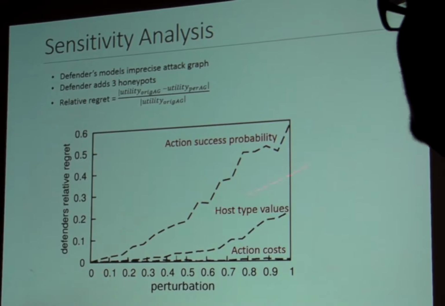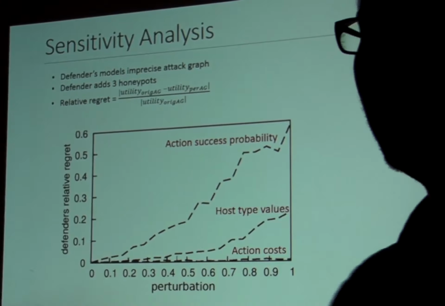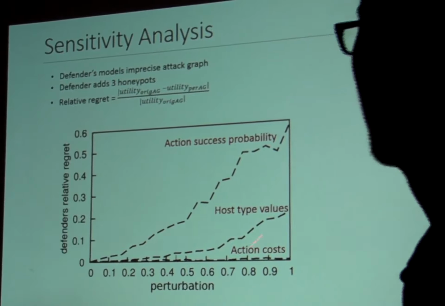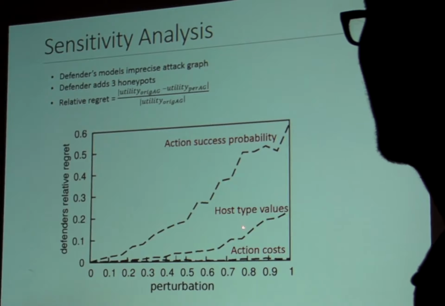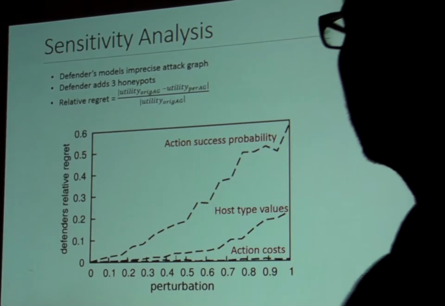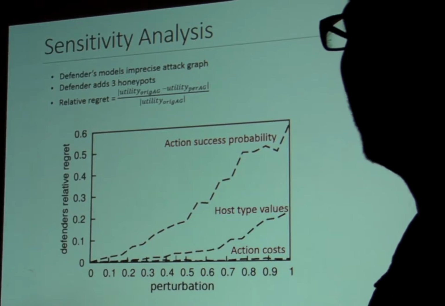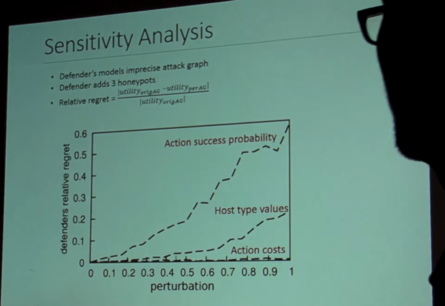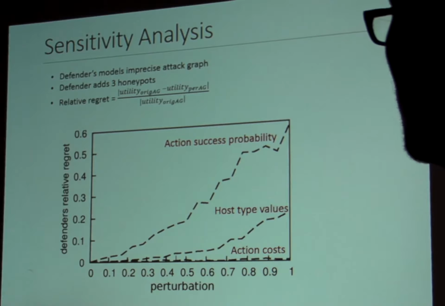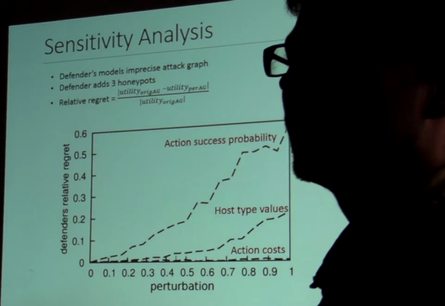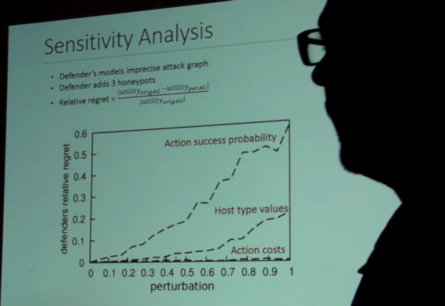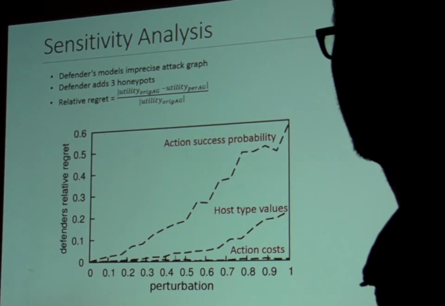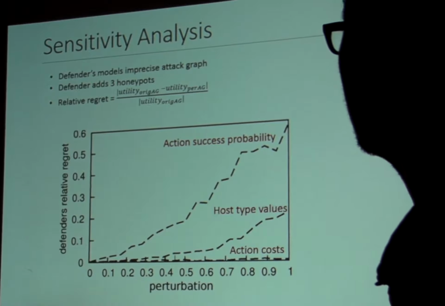So it means it's very important to estimate the probabilities in the attack graph as precisely as possible. The second was the honeypot values. That was how valuable the host is for the attacker and for the defender, and how sensitive it was to the action costs. That is, how much effort the attacker puts into an action in order to attempt it.